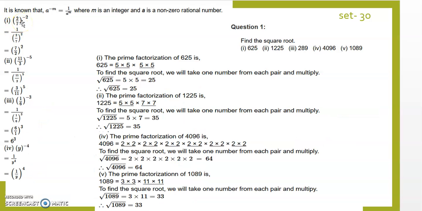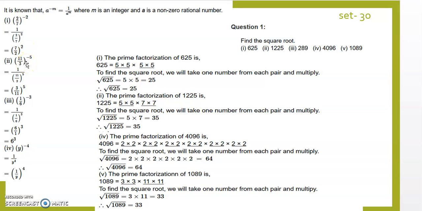See, it is given a raised to minus m is equal to 1 upon a raised to m, where m is an integer and a is a non-zero rational number. So 2 upon 7 raised to minus 2. First convert into multiplicative inverse. So 1 upon (2 upon 7) raised to 2. Ultimately it is 7 upon 2 raised to 2. Whether you write this step or not, it is correct.